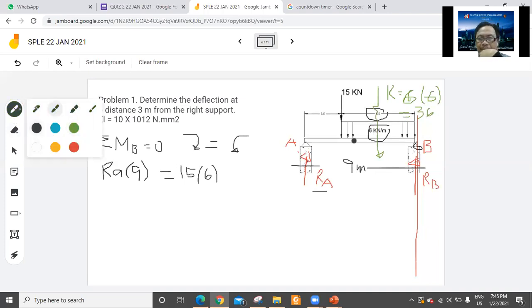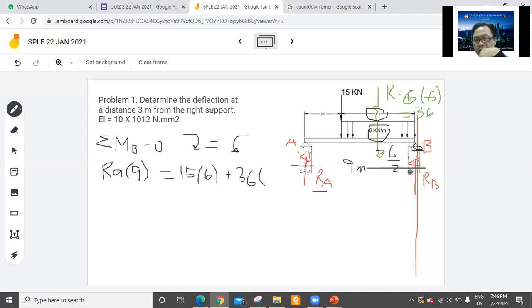Okay, so let's continue. You have here, again, it's counterclockwise, 36, and then the distance is just half of 6, or 6 over 2, or 3. So we can compute RA. Can you please calculate RA? What is the value of RA?